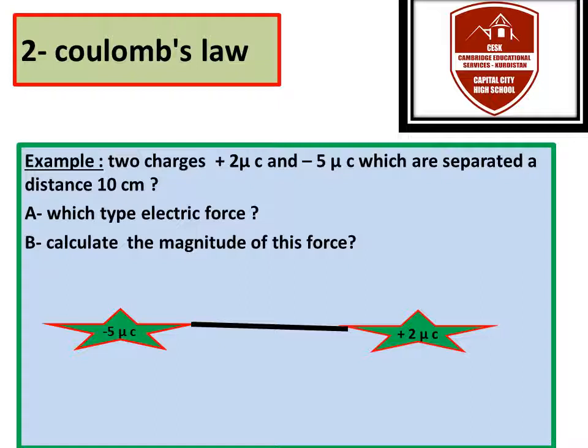B, calculate the magnitude of this force. We have to use the rule. But before we go to the rule and solution, remember each microcoulomb should be changed to coulomb by multiplying by 10 to the power negative 6, and this distance, 10 centimeters, should be converted to meters. It will be 0.1 meter. Let me go to the solution.